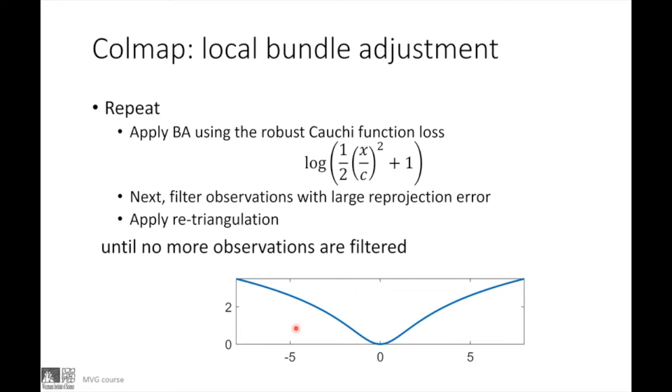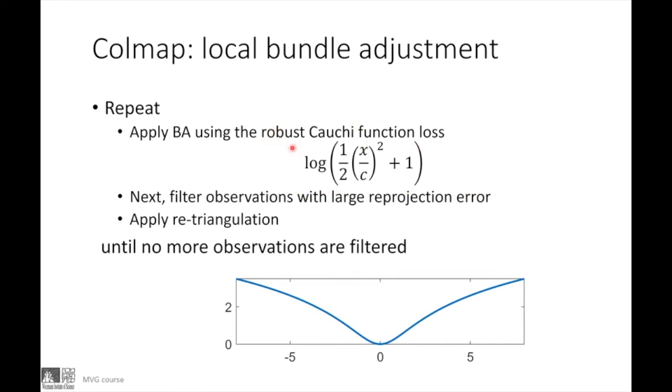Then they applied bundle adjustment. In the bundle adjustment, they only looked at nearby images. So there were two different steps, one of local bundle adjustment and one of global bundle adjustment. With every new image, they did only local bundle adjustment. And what they did is a variation of bundle adjustment with a robust cost function. If you remember, bundle adjustment we usually do with the L2 norm. They replaced it with a function called the robust Cauchy function.